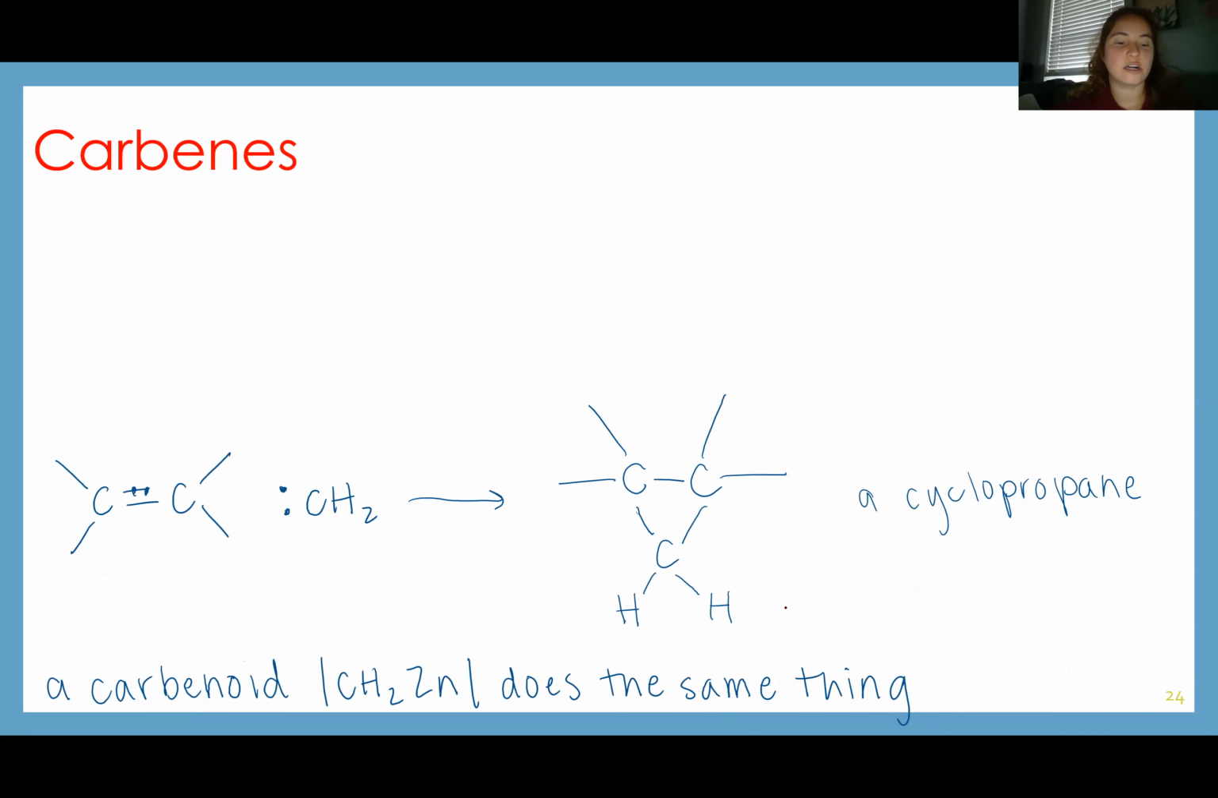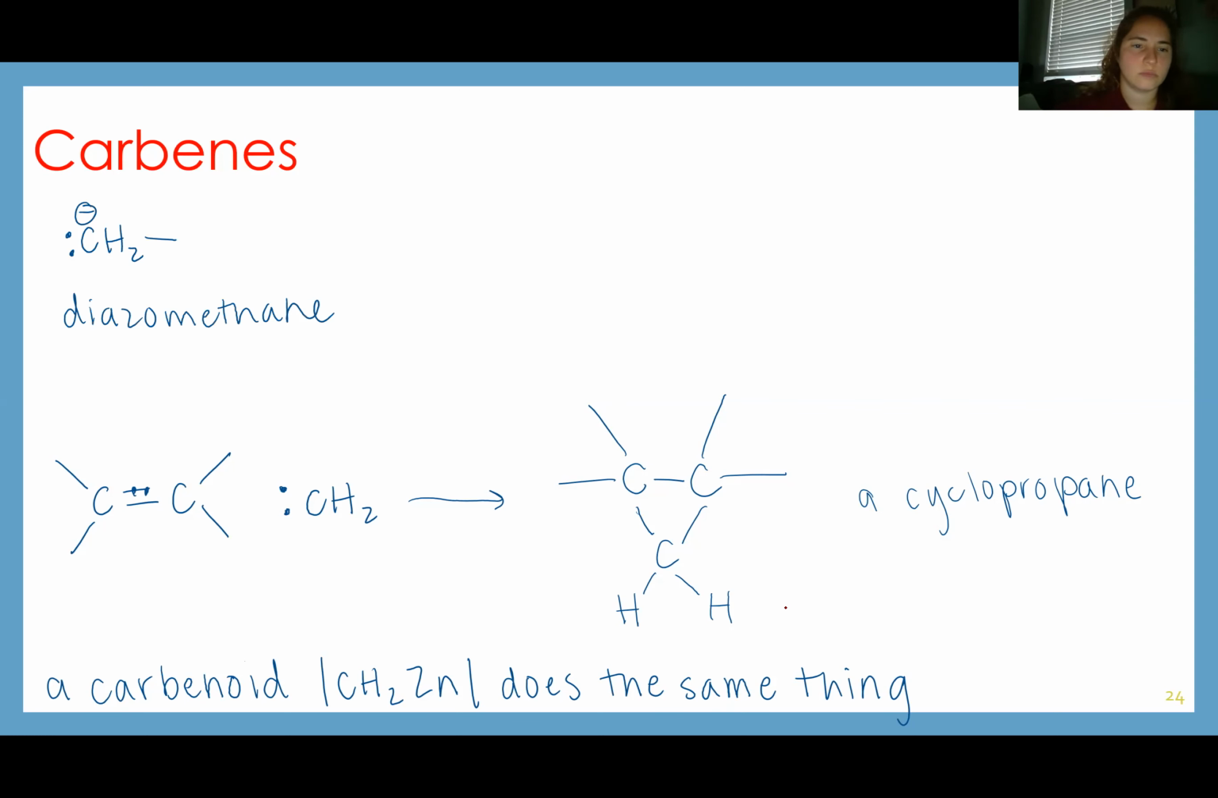So our next topic is carbenes. This is a minor topic. We're not going to use this a lot, but it is important because it's a carbon-carbon bond forming reaction. So this is an addition to an alkene, kind of. It's very different from the other ones.